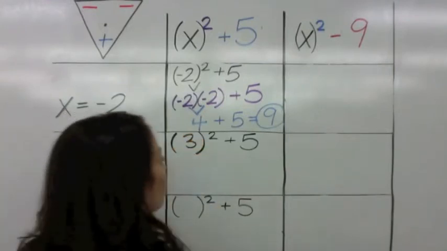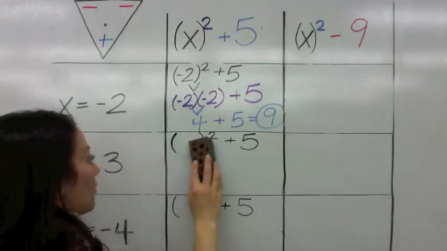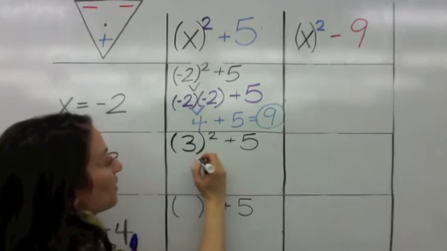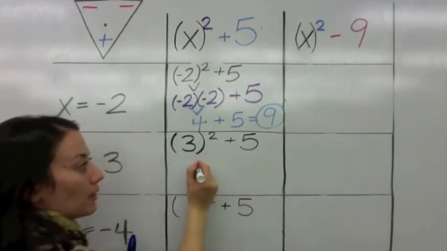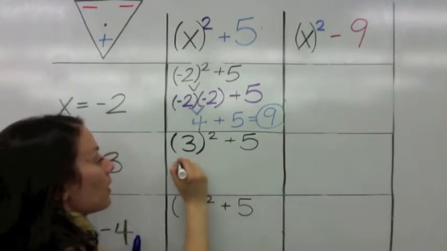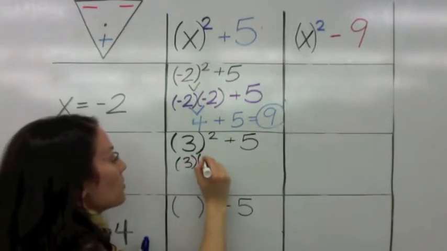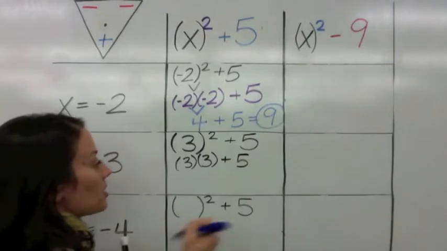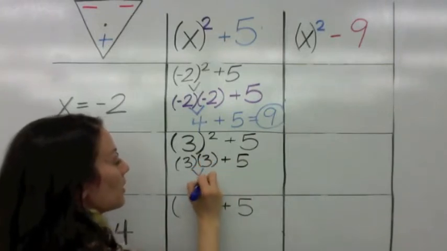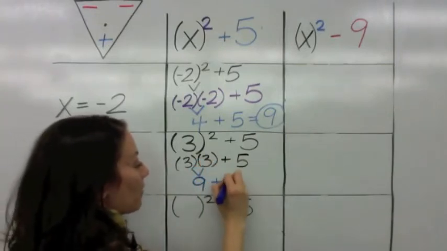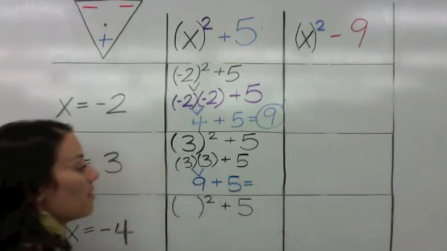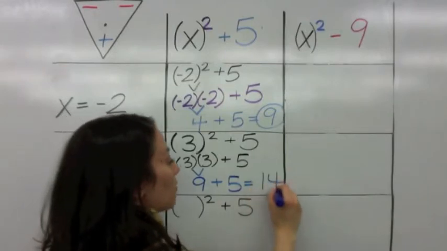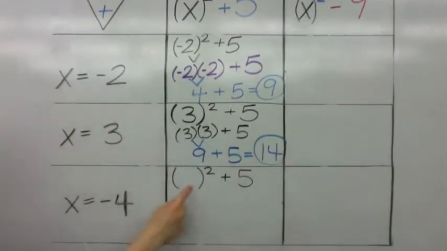So, to make this a little bit bigger. So what is 3 squared? What does that mean? 3 squared is actually talking about 3 times 3. Then you're going to add 5. All right, what is 3 times 3? 3 times 3 is 9. Then you're going to add 5. What is 9 plus 5? 9 plus 5, say 9, 10, 11, 12, 13, 14. Very good.